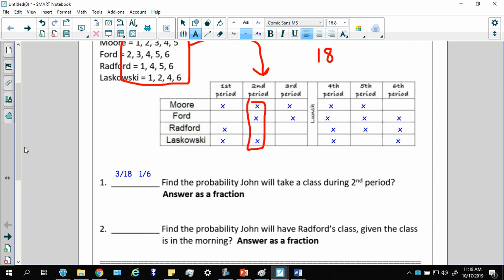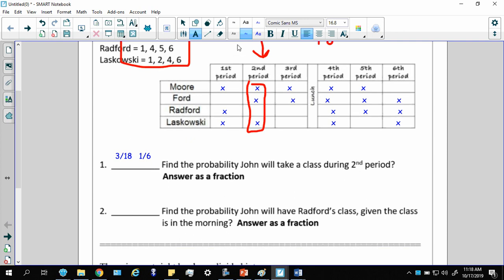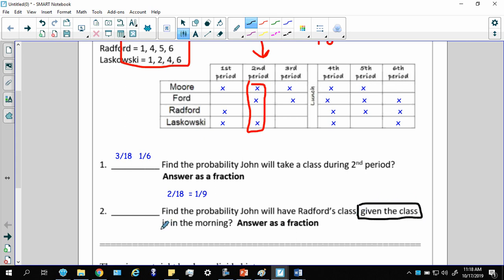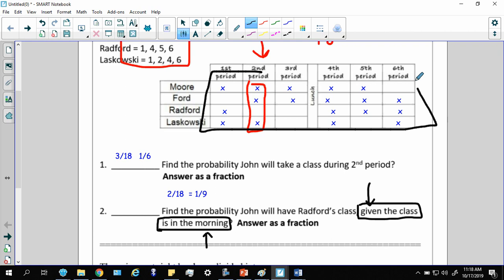Now, this is where things got a little more challenging, and that is question number 2. What a lot of folks did, they said that their answer was 2 out of 18, which meant it was 1/9. All right. Now, the only way that would be true, and we didn't really talk about this a little bit, so if you missed it, that's all right, is if this last part was not in there. So the given means what your total changes to. It says the given that the class is in the morning. So you're no longer doing all of your options, okay?